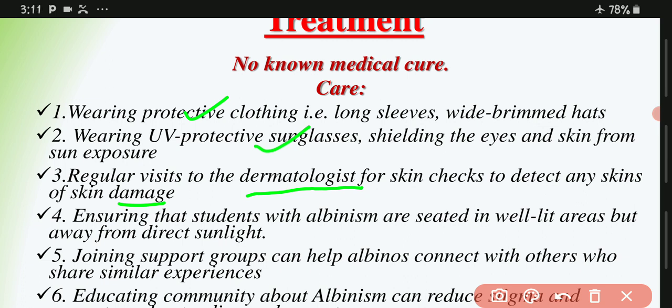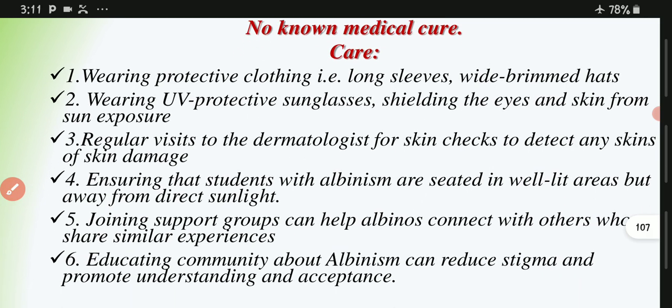Then number 4, ensuring that students with albinism are seated in well lit areas but away from direct sunlight. Now this goes to schools. If you have such people in your school, you should ensure that these students sit in well lit areas but away from direct sunlight.